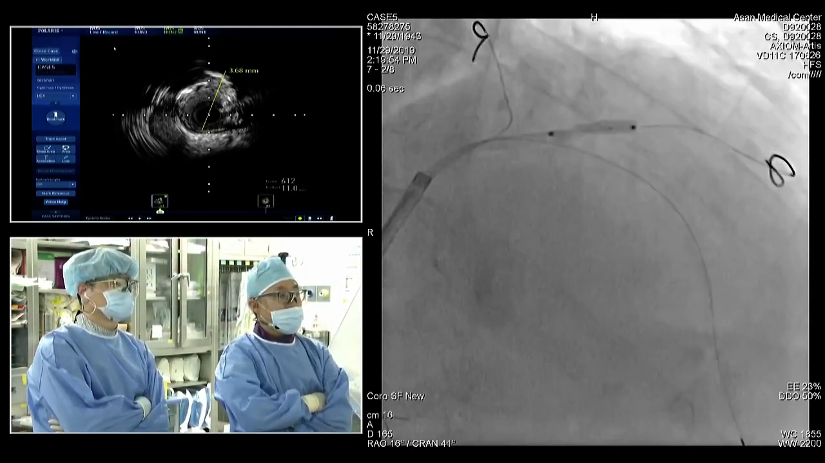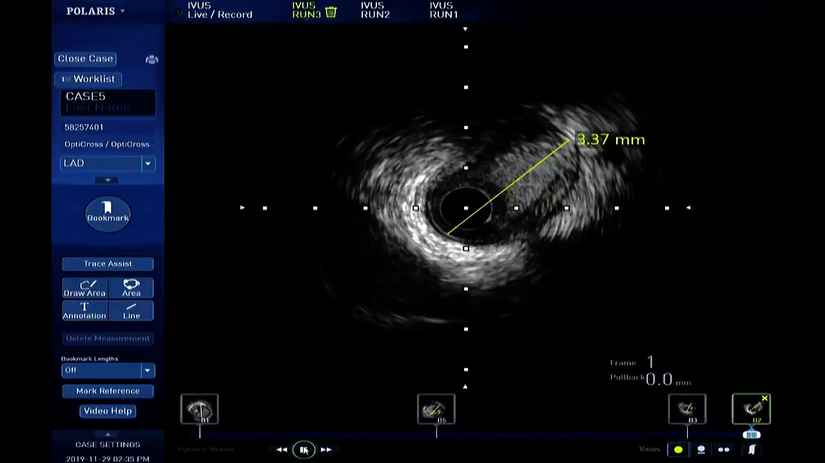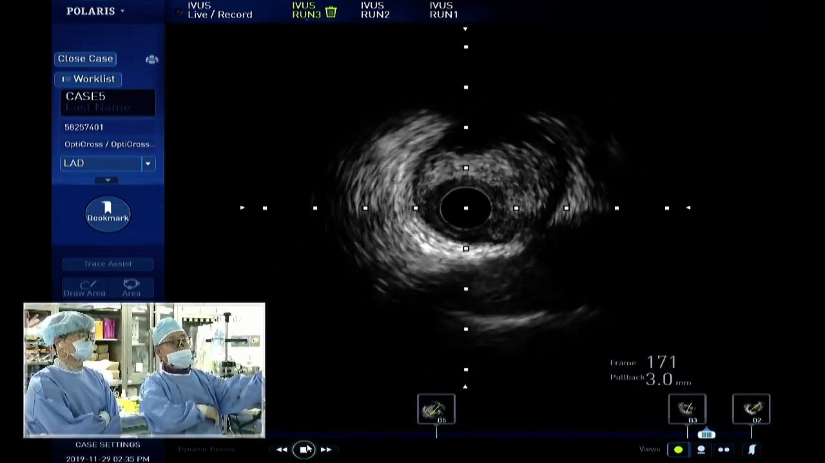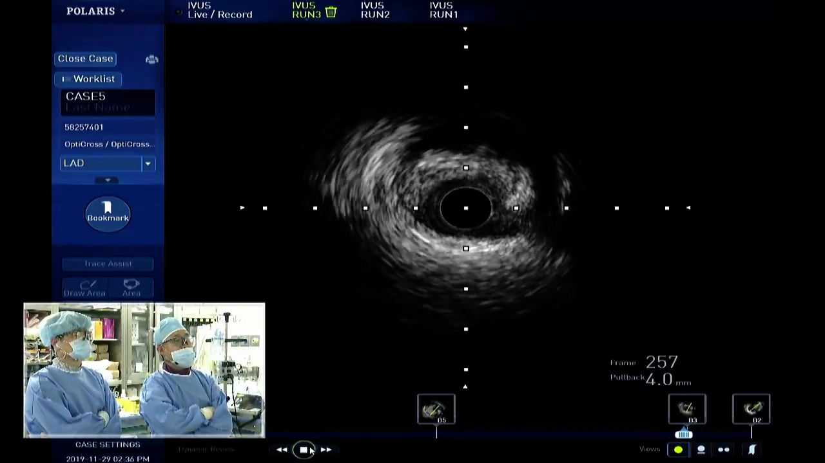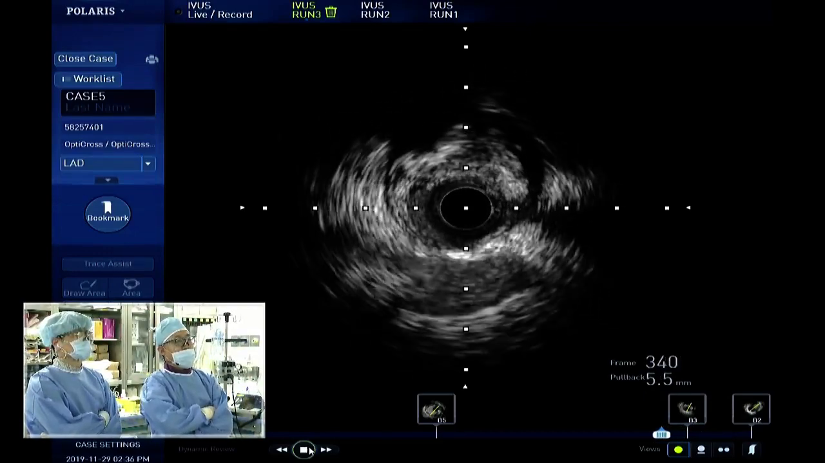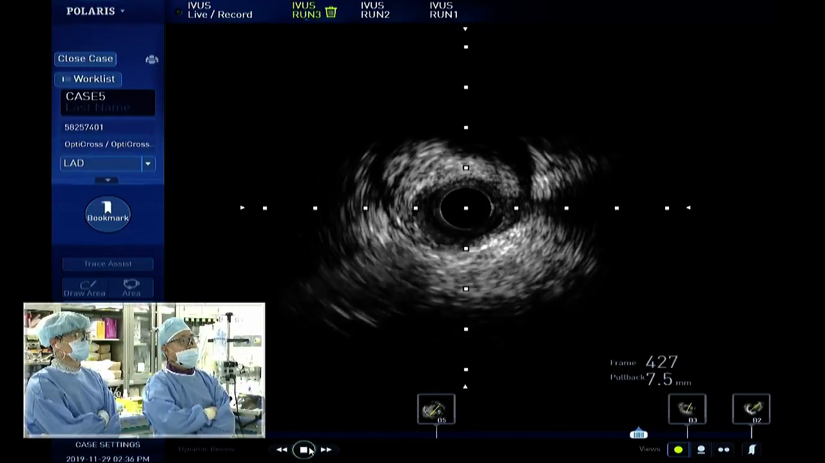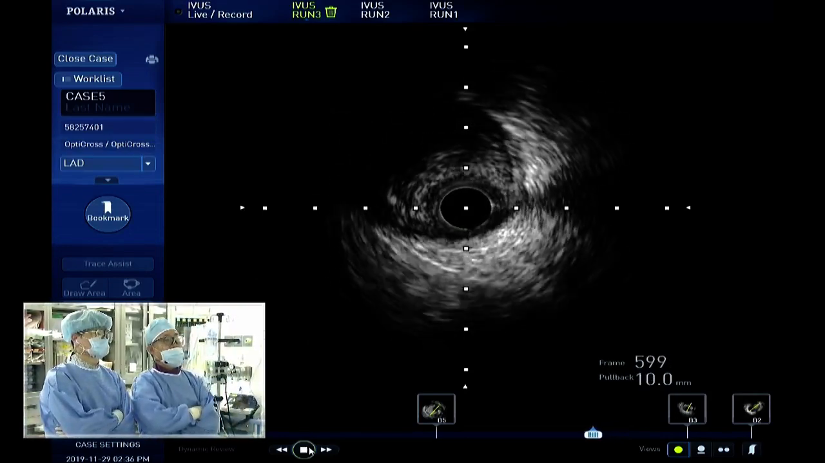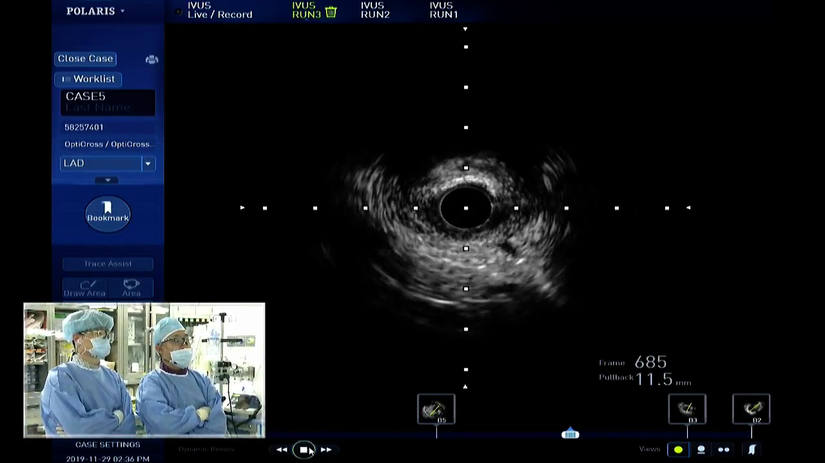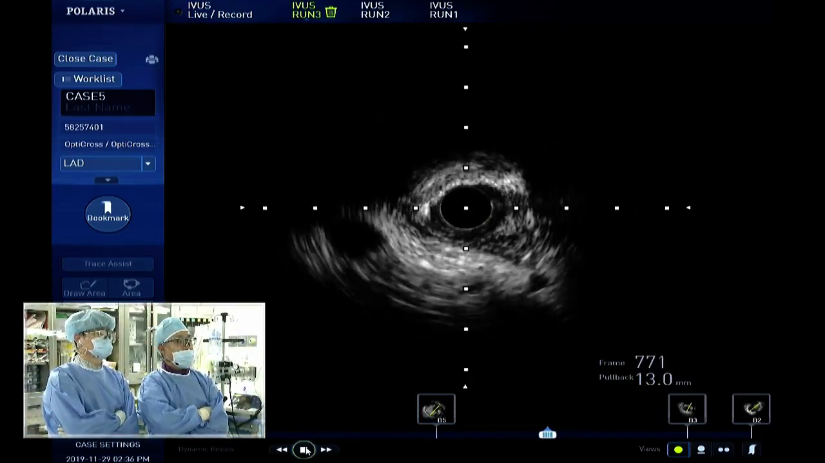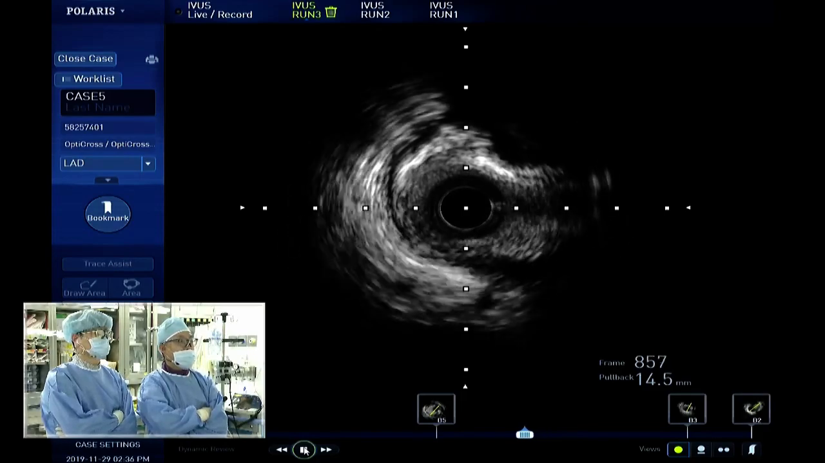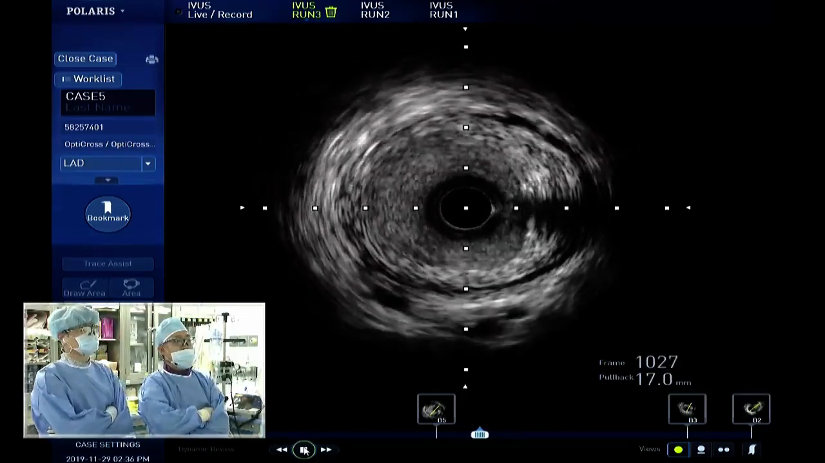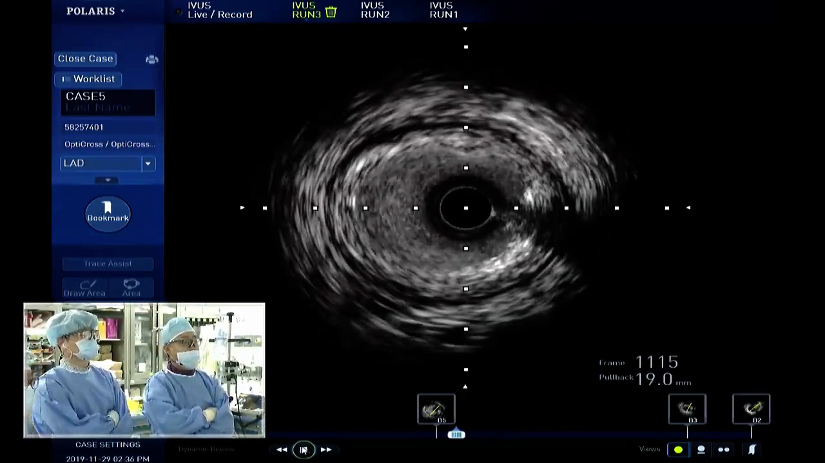So we decided to also evaluate the LAD. Could you show us the LAD IVUS? This is the LAD. We can see the vessel size was 3.2, and here is 3.25, and very tight in the mid part of the LAD. Here is a huge plaque, and the proximal RCA has some aneurysmal portion, and the diagonal branch is coming. Here is some enlarged part.